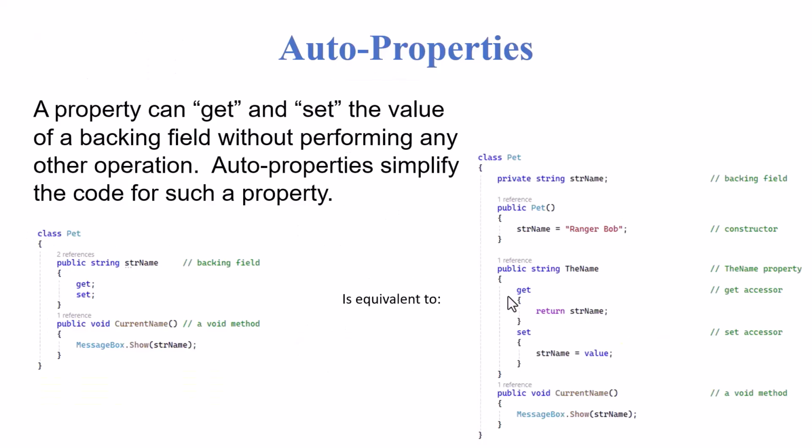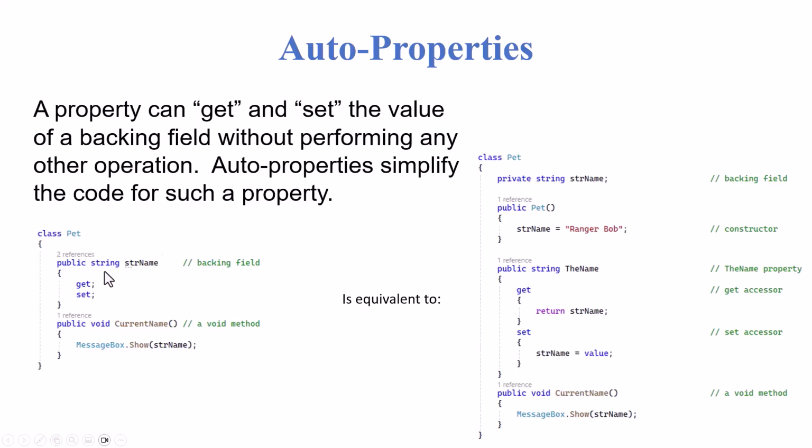Now this is where it gets a little different. We had a lot of code. We created something like this on the right-hand side of the screen, as you can see here. With auto properties, a property can get and set the value of a backing field without performing any other operation. Auto properties simplify the code for such a property. So we're looking at something like this.